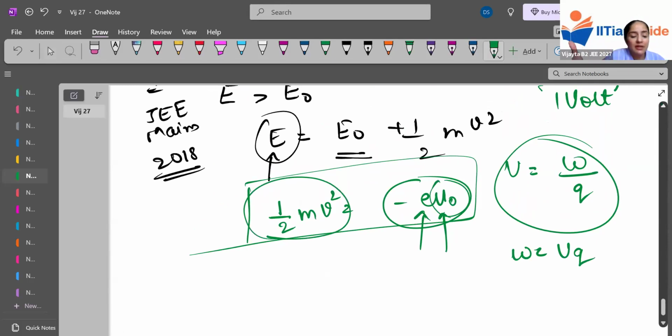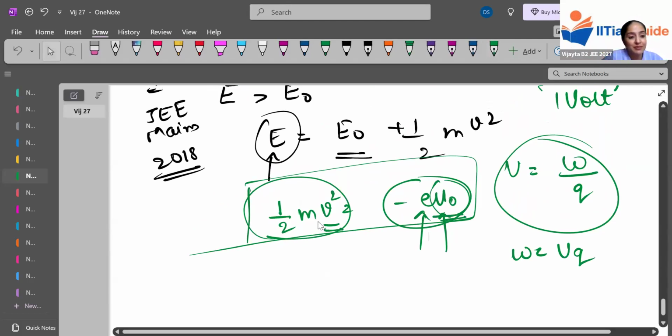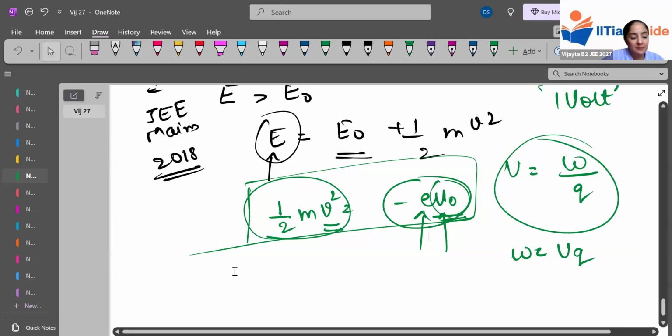I've just termed V naught as a potential. That's nothing else, right? Because V I've already used here now, so I have to use a different symbol. That's all. Don't get confused. This is potential. This is velocity. But both are energies, so they can be equated. Everybody appreciates it? Yes or no? Yes.